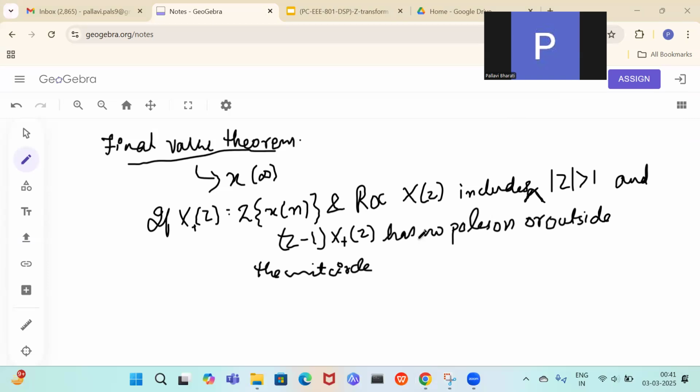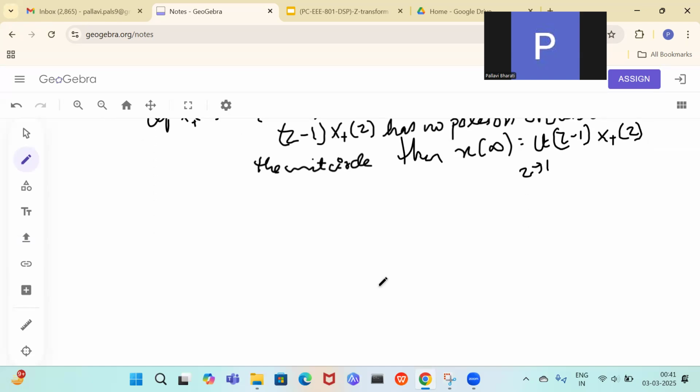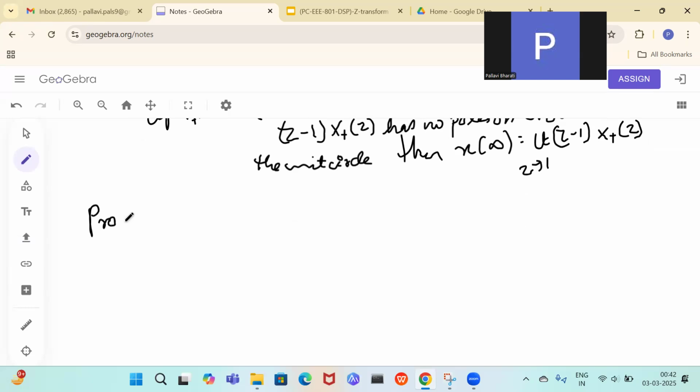Fine. And the second thing is z minus 1 into X(z). If you multiply this X(z) with z minus 1, and after that there are no poles on the unit circle or outside the unit circle, then we can say that x of infinity is equal to limit z tending to 1, (z minus 1) into X(z). This is a one-sided, right-sided Z transform. Let's go through the proof very quickly, and then with the questions, it will become more clear how you need to use it.